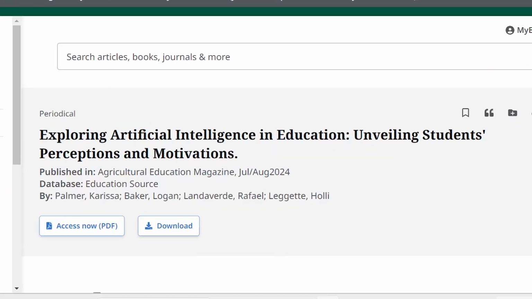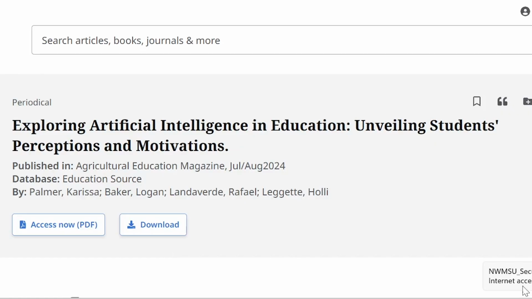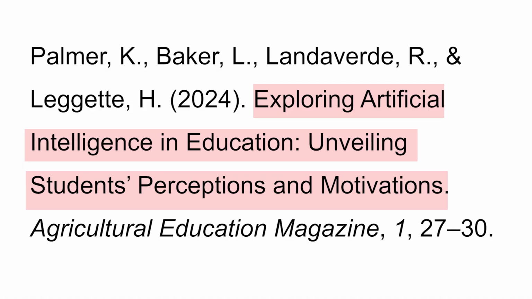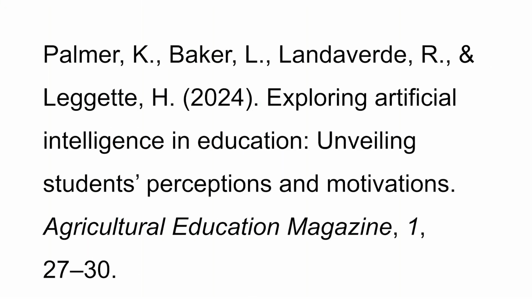Let's examine another journal article. For this example, we'll be using the article, Exploring Artificial Intelligence in Education: Unveiling Students' Perceptions and Motivations. And again, we will be using EBSCOhost as our starting point. First, we will start out with the authors and the year published, which are listed correctly. The article title has capitalization issues. In this case, the only words we need to capitalize are exploring and unveiling.